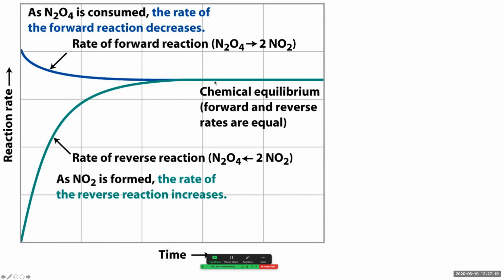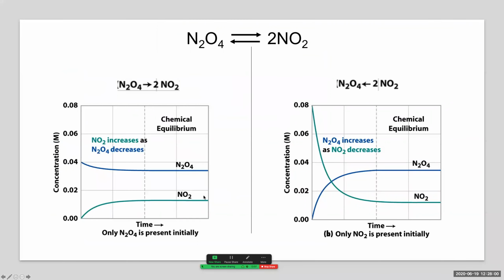until the rate of disappearance of N2O4 is equal to the rate of formation of NO2. So this is the reverse reaction. The rate of the reverse reaction is shown here. As NO2 is formed, the rate of the reverse reaction increases until it just becomes steady. And the rate of the reverse is equal to the rate of the forward. And when that happens, the concentrations don't change anymore.